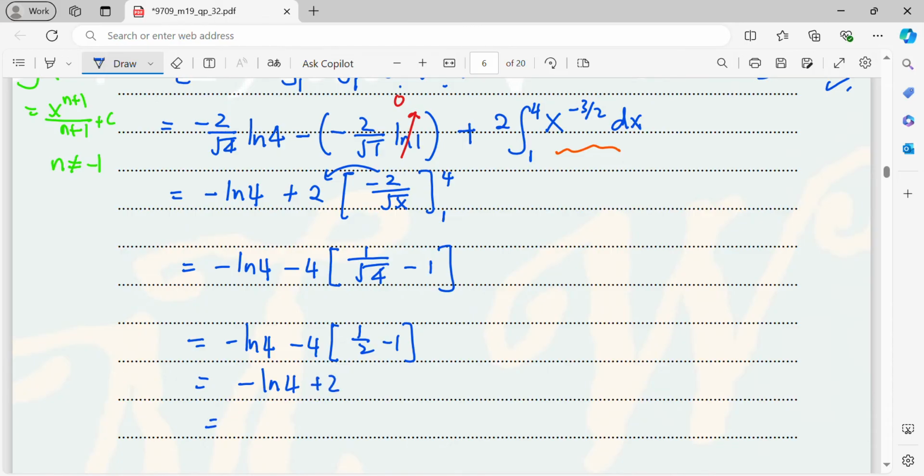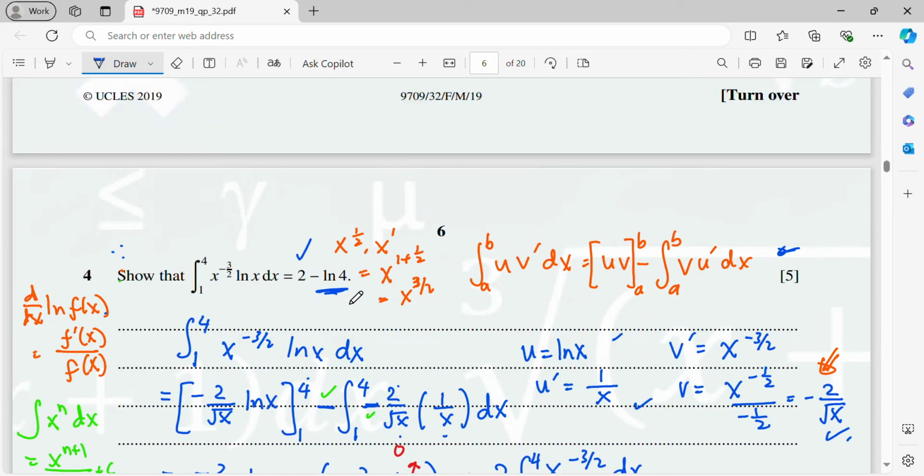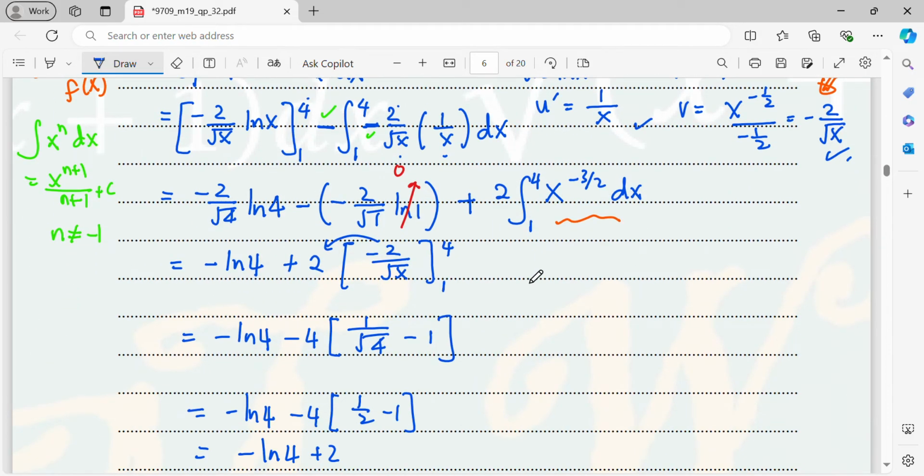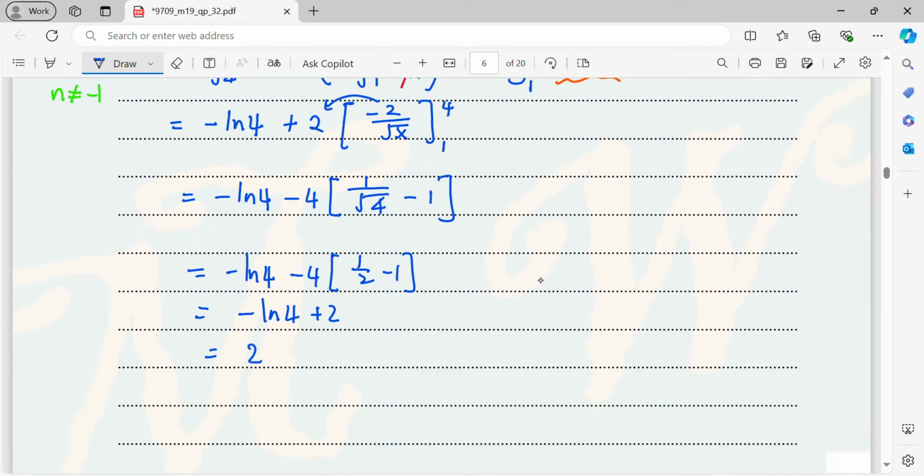Since we need to prove this form 2 minus ln 4, it is better to rearrange. So this is going to be 2 minus ln 4. So done for the question.